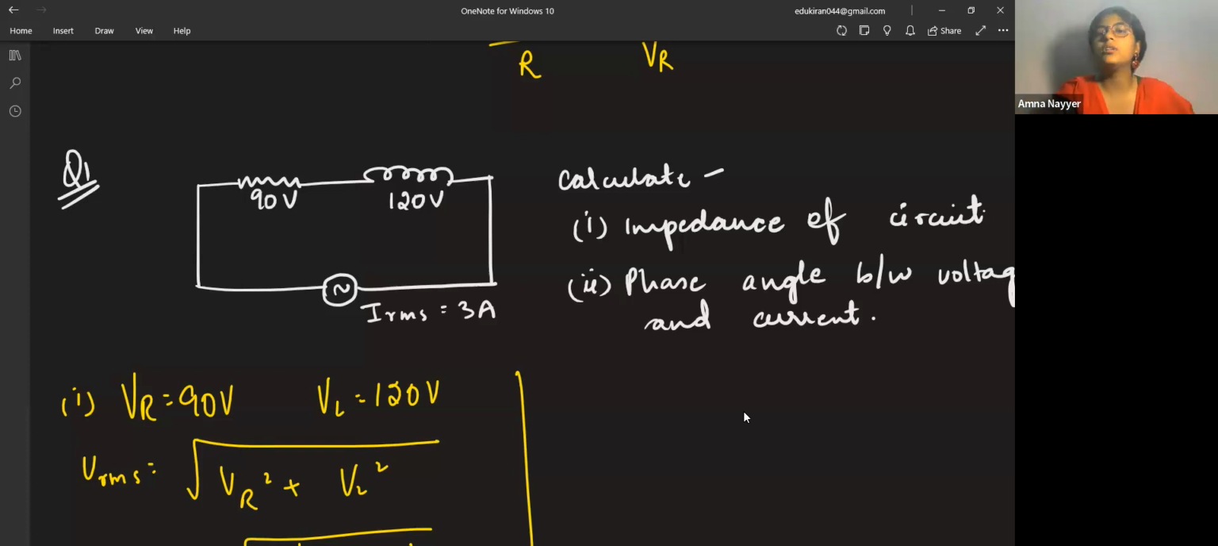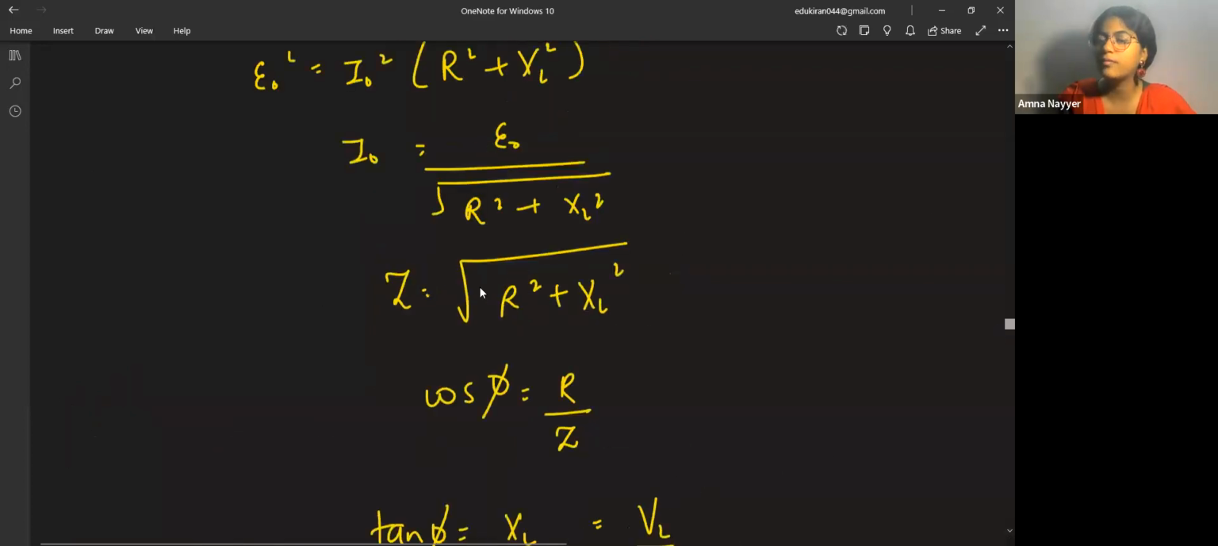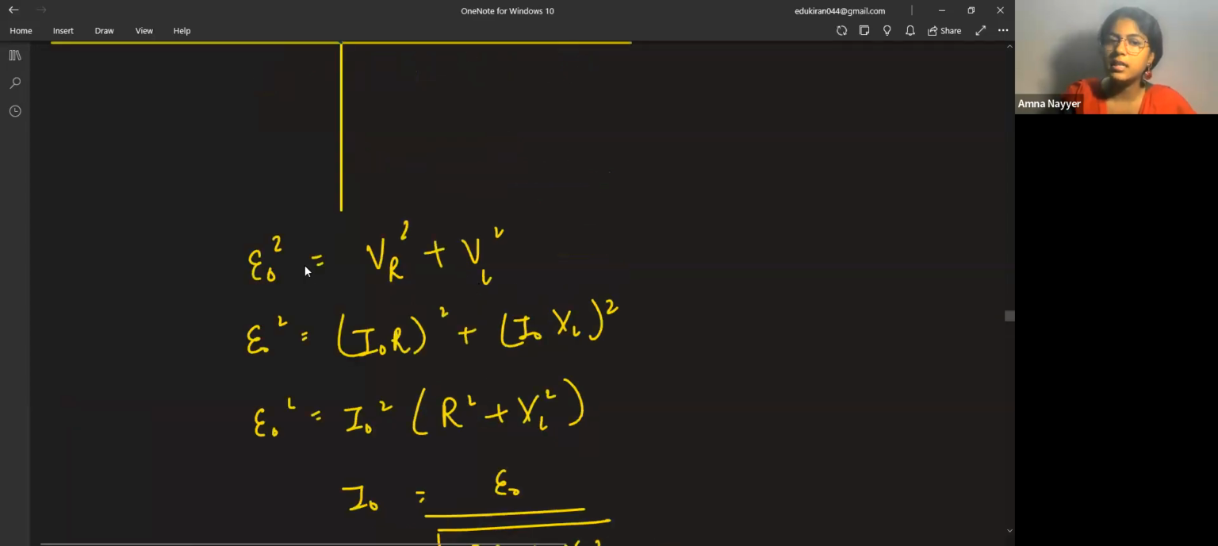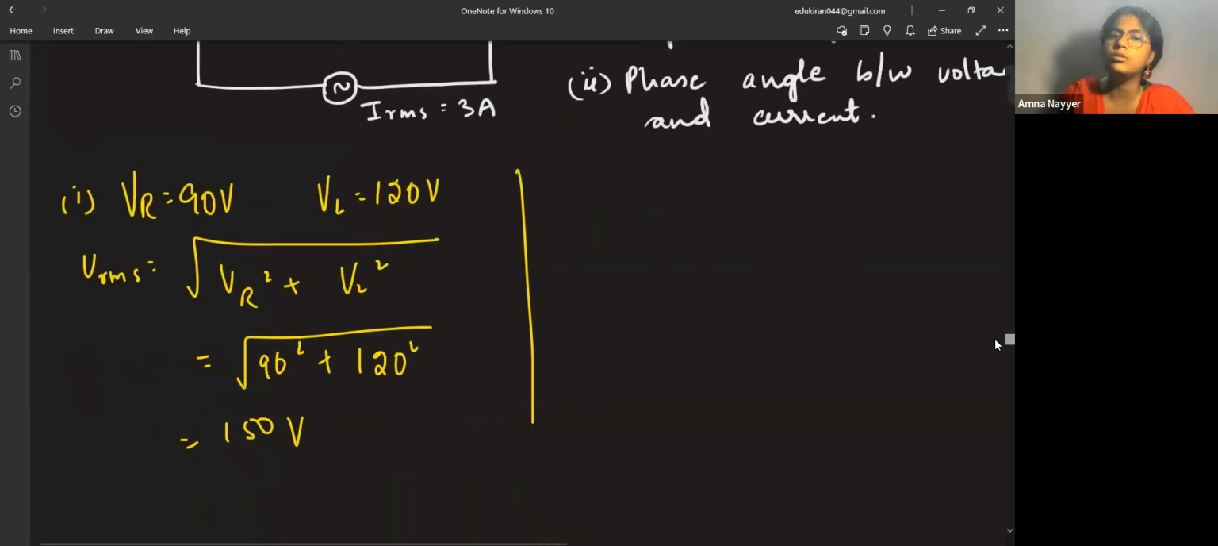So what you can do is, this formula is valid for voltage also. Ultimately, we had started with this only: E naught square is equal to VR square plus VL square. So we are actually using this equation. Why aren't we using the equation which we have derived? Because XL and R, the resistance of the inductor and the resistance of the resistor, are not mentioned to us. If you are given XL and R, directly use them. Don't make your questions lengthy like this. But since we do not have the values, we'll be using this.